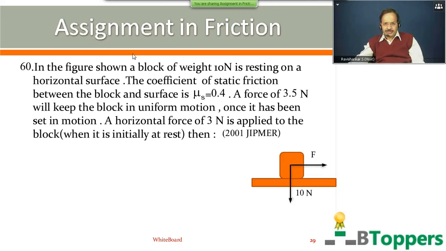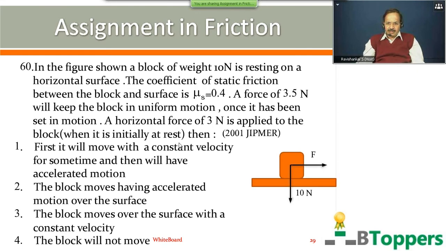In the figure shown, a block of weight 10 Newton is resting on a horizontal surface. The coefficient of static friction between the block and surface is μs = 0.4. A force of 3.5 Newton will keep the block in uniform motion once it has been set in motion. A horizontal force of 3 Newton is applied to the block when it is initially at rest. Then you are given 4 options on screen. Come on, try to answer this question.